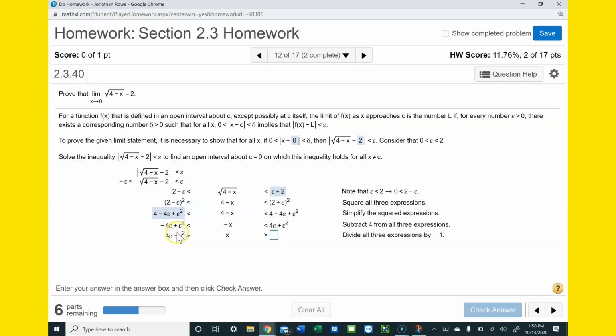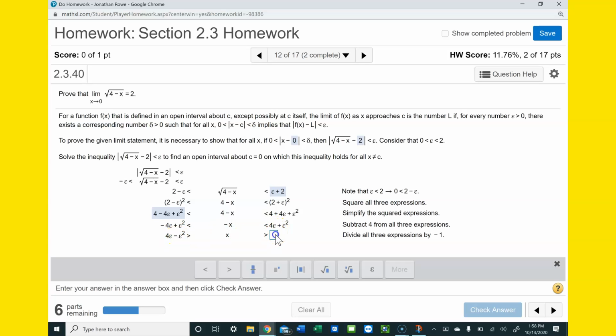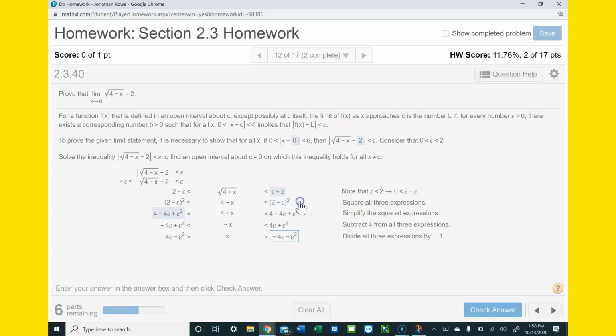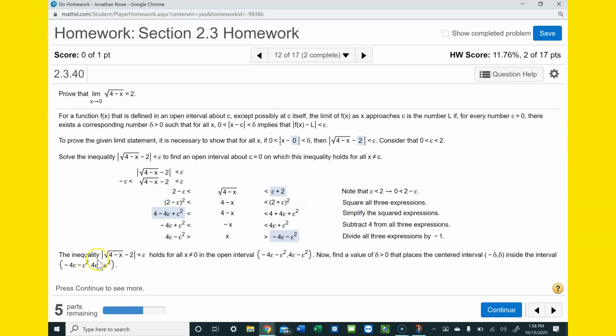This becomes positive 4 epsilon minus epsilon squared. This would become negative 4 epsilon minus epsilon squared. Okay, then it says the inequality holds for all x not equal to 0 in the open interval, and here's the interval. That's one endpoint of the interval. That's the other endpoint of the interval.